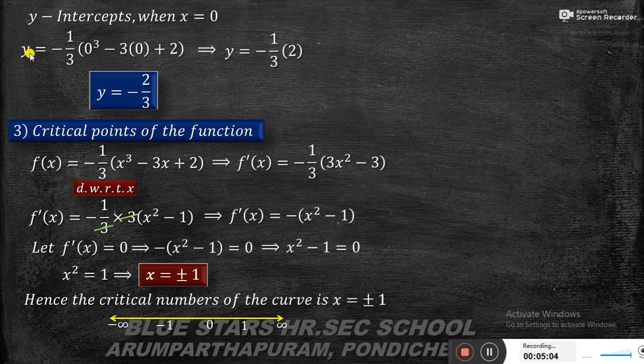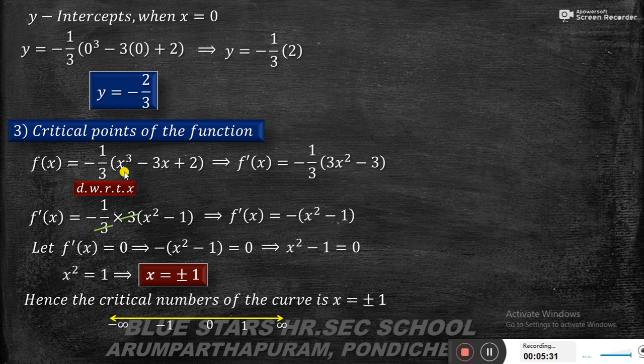So y equal to minus 1 by 3 into (0 cube minus 3 into 0 plus 2). That means y equal to minus 1 by 3 into 2, so y equal to minus 2 by 3. Therefore, at x equal to 0 we got y equal to minus 2 by 3.